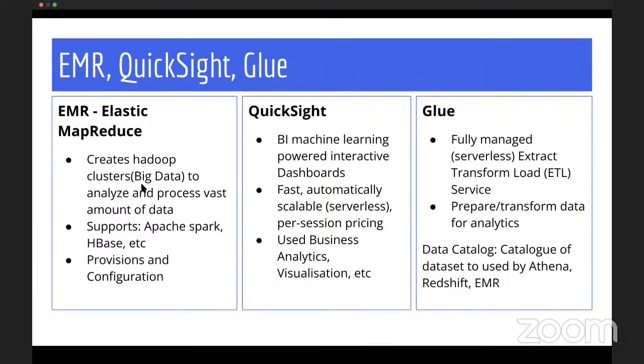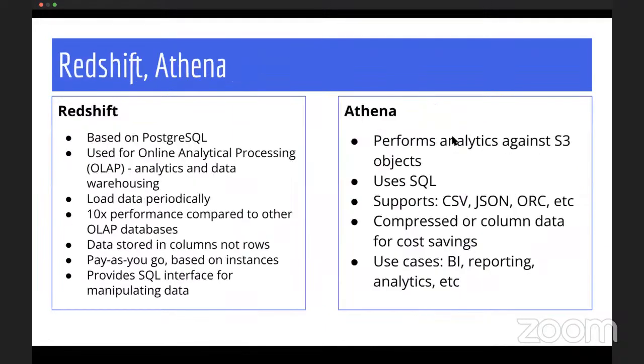Another concept that may come up in the exam is the concept of data catalog. It's a catalog of data sets used by Athena. We're going to see what Athena is later on. Athena, Redshift, and EMR. Of course, we've talked about EMR just here, which is the Hadoop cluster. We're going to see Athena and Redshift further down the line. So they come next.